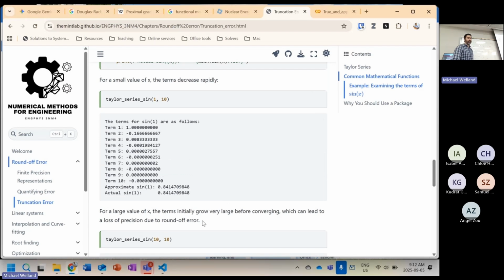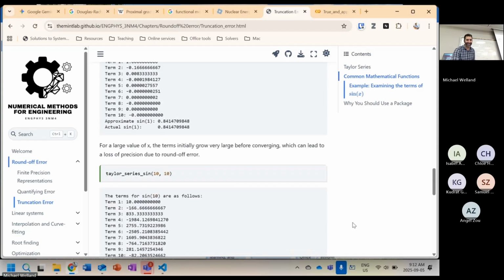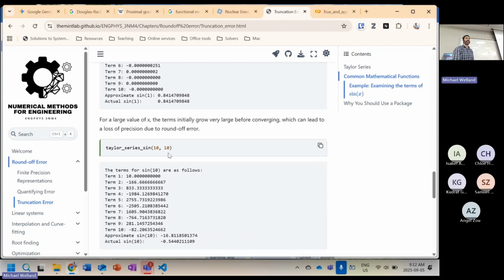For larger values of x, the terms initially grow very large before they start to converge, which is kind of funny. So if we do the same thing with sine of 10 instead of sine of 1, we're going to see that the first term is 10. Second term is negative 166. Third term is 800. Fourth is 2000. We hit almost 3000, and then it starts to converge, which is also kind of funny, no?